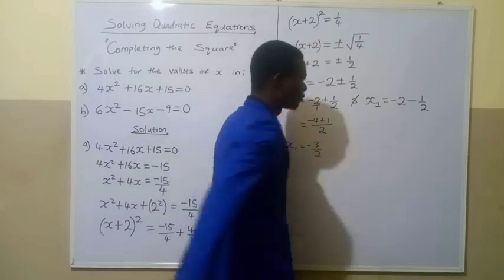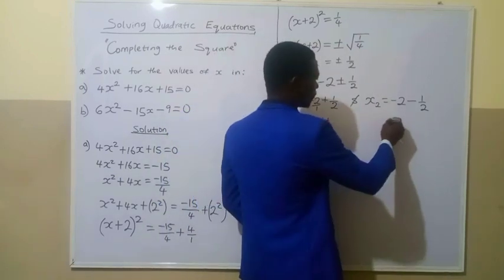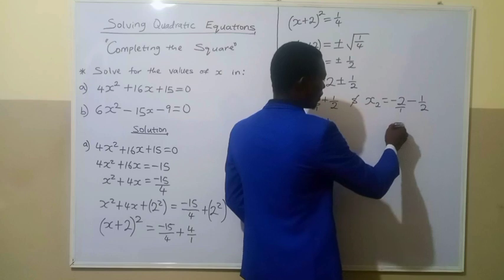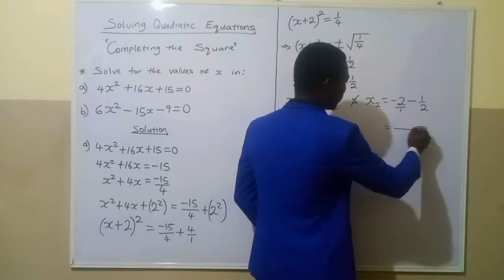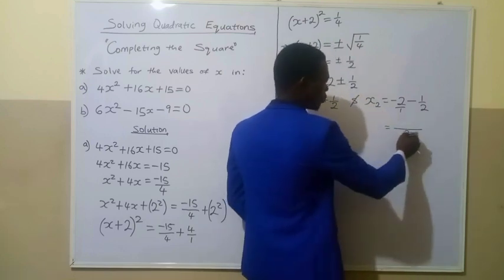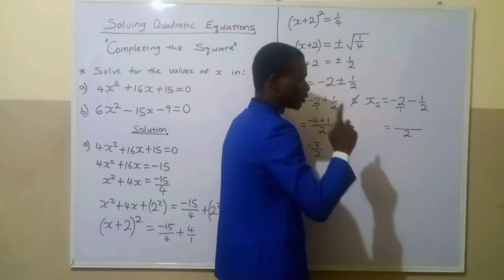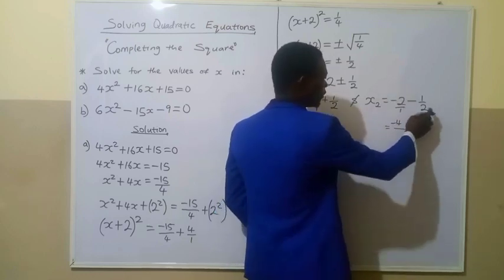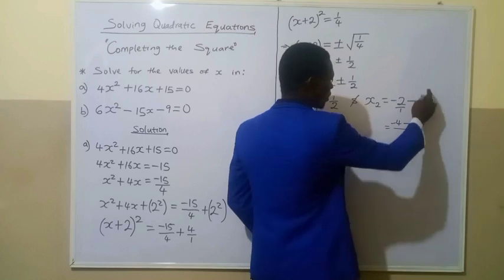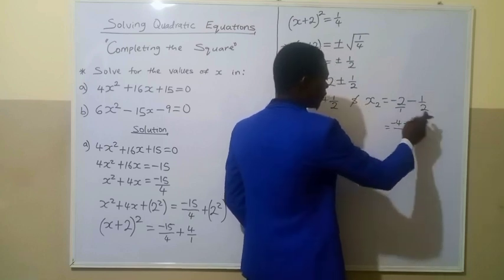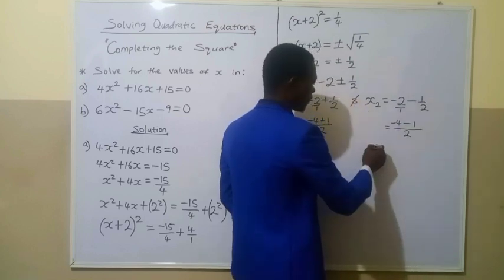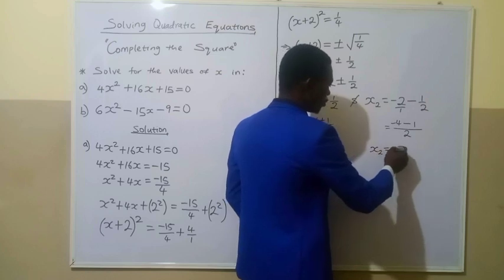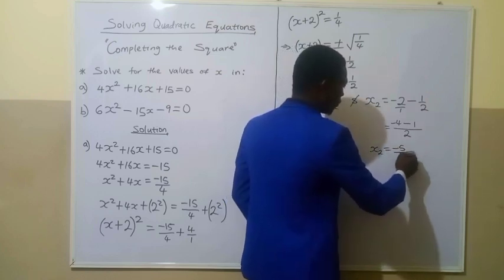Now to the other side, what I'm having is going to be over 1 here. And then the LCM is going to be 2 also. 2 divided by 1 is 2. 2 times negative 2 is negative 4. 2 divided by 2 is 1. 1 times 1 is 1. Negative 4 minus 1 is going to give us negative 5. Therefore, x2 is going to be equal to negative 5 over 2.